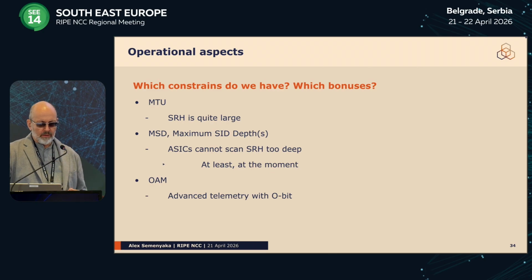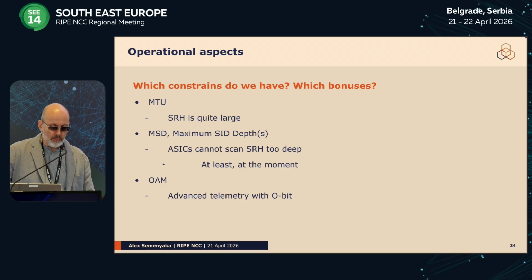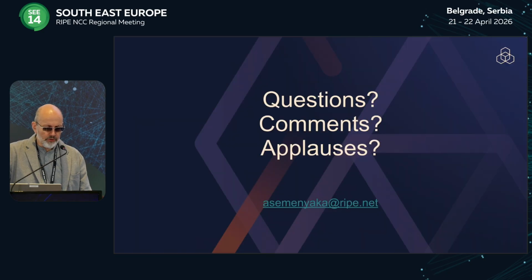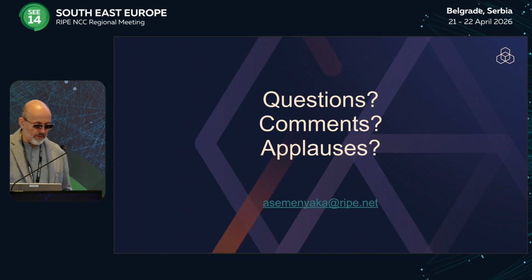And remember this O bit, it should be enabled. Any equipment supporting segment routing version 6 at the moment supports the O bit, but sometimes you need to enable it to make your traceroutes in your network work. So basically that's it at the moment.